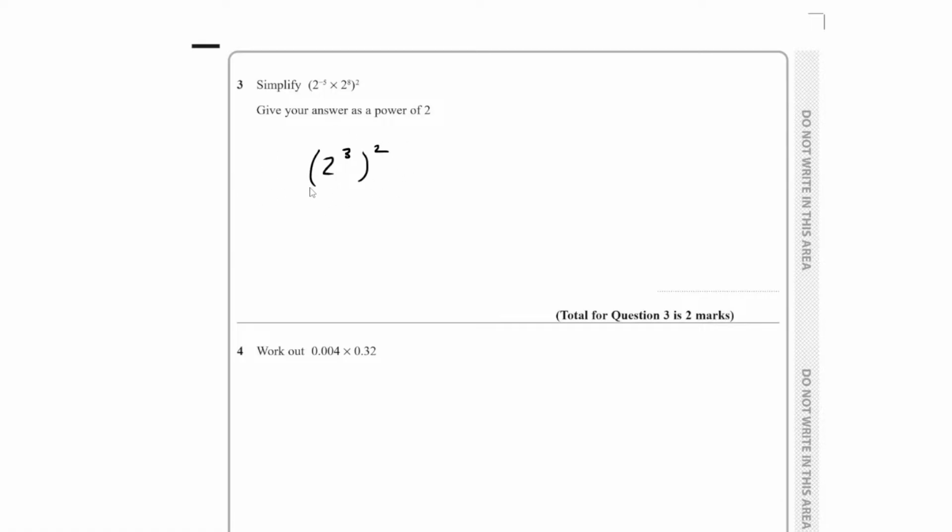So then this is my third index law, which is the one with the brackets. So that's where you multiply the powers. So then we get 2 to the power of 6. Now, they don't want you to work out 2 to the power of 6. They want you to leave it as 2 to the power of 6 as a power of 2.